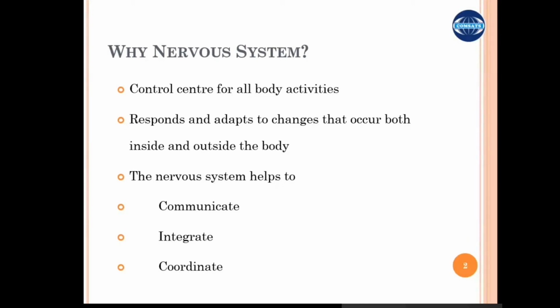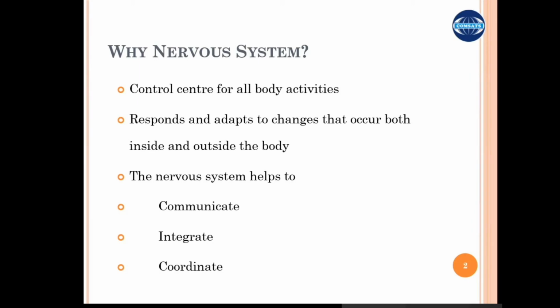So basically the nervous system does three things. It communicates, it integrates, and it coordinates. Now what is communication? Any message which is transmitted between different organisms is called communication. Or is there any form of communication that occurs within the animal's body? This is my question. Just think of that question for a minute. Let me reflect on that.